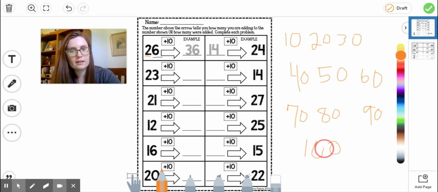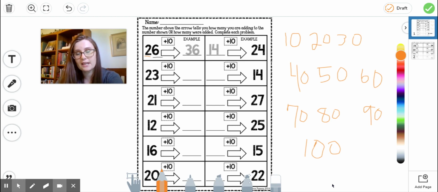Now, I'm going to use that to help me add 10. So right now I'm looking at this example, and they've already given us the answer, but I think it's good to really look at the example and understand why or how they got to 36. So if I'm thinking 26 plus 10, I can think about what comes after 20 when I'm counting by tens. 30. Now I have 6 ones, so I need to make sure that I have those 6 ones in my number. So 26, 36.